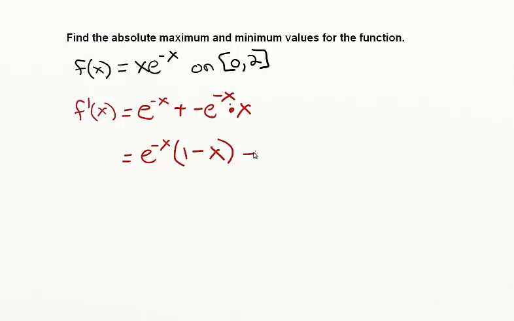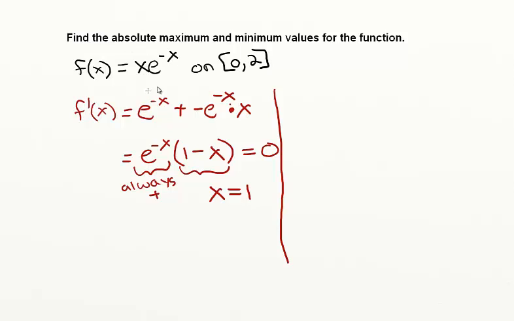So we want to find where this is equal to 0, because where the derivative is equal to 0 gives us our critical values. So notice e to the negative x is always positive. So that's not going to give us a critical point. So the only other option for a critical point is when this term is 0. So that's going to mean we have a critical point at x is equal to 1. Alright, so there's one critical value, and we just need to check the original function value at our endpoints and at our critical value.